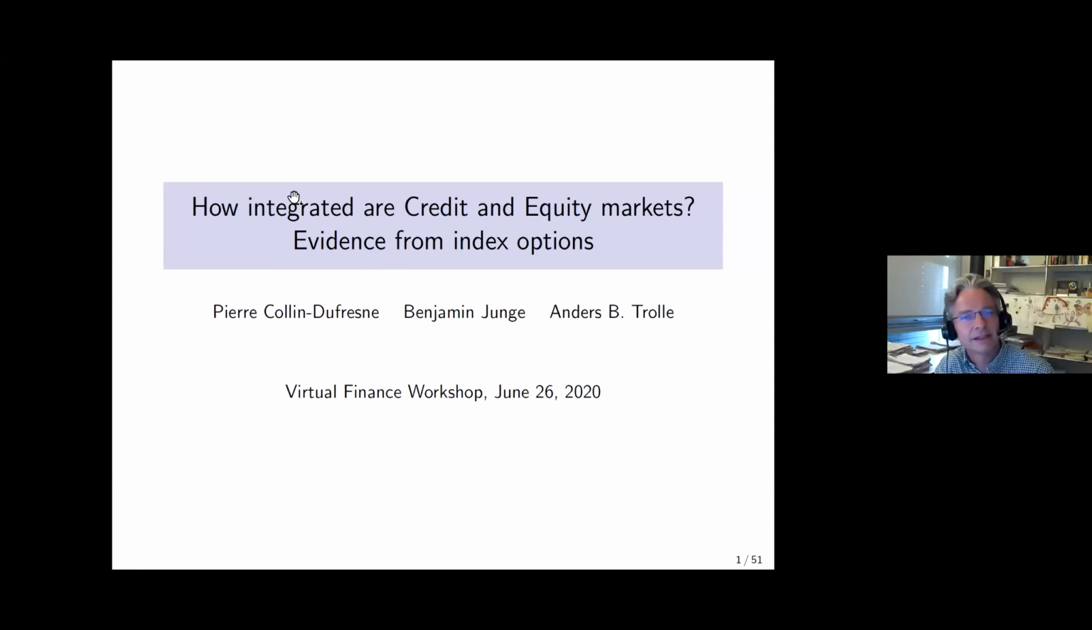This is a new paper I presented only once before, and we're looking at a new market on credit swap index options. We're trying to learn something about volatility extracted from these options, and we're particularly interested in how the volatility extracted from these credit options compares to volatility extracted from standard equity options.